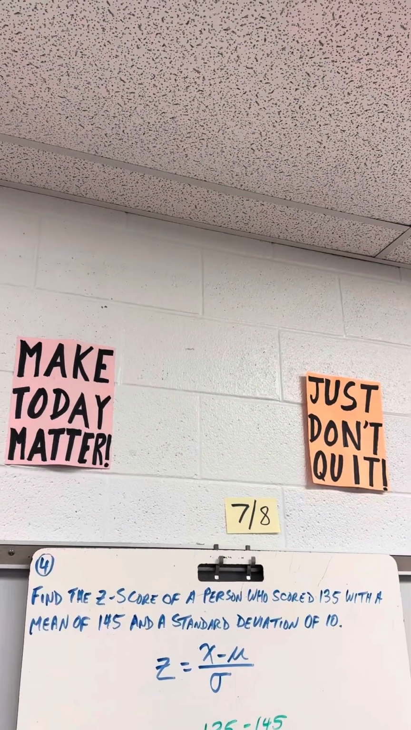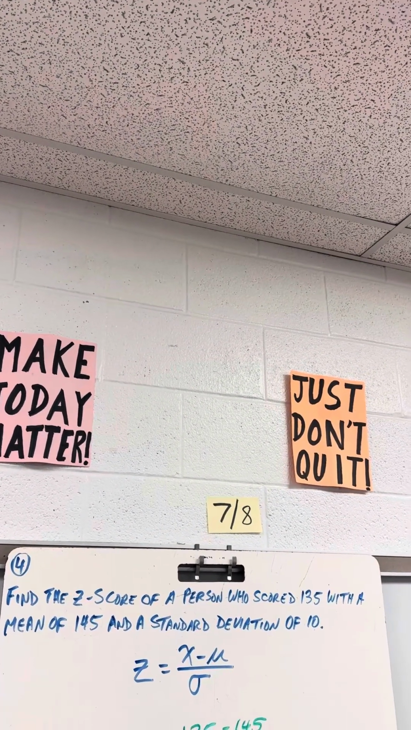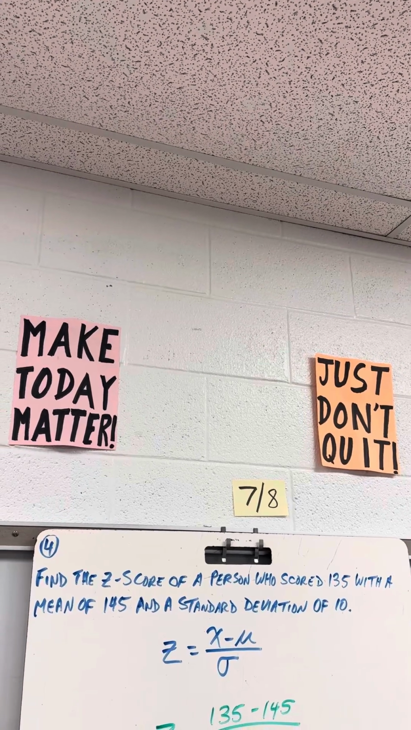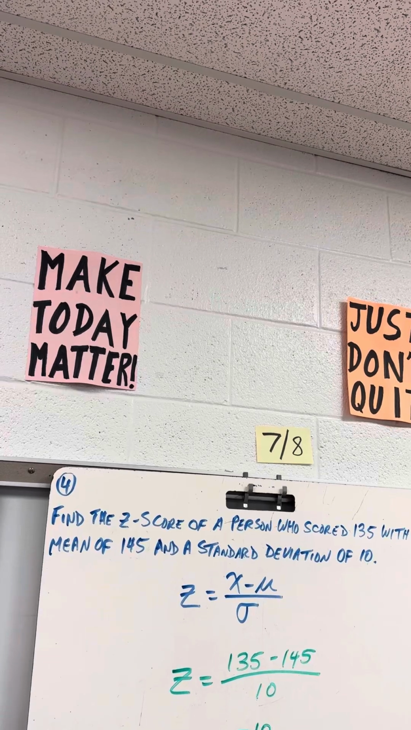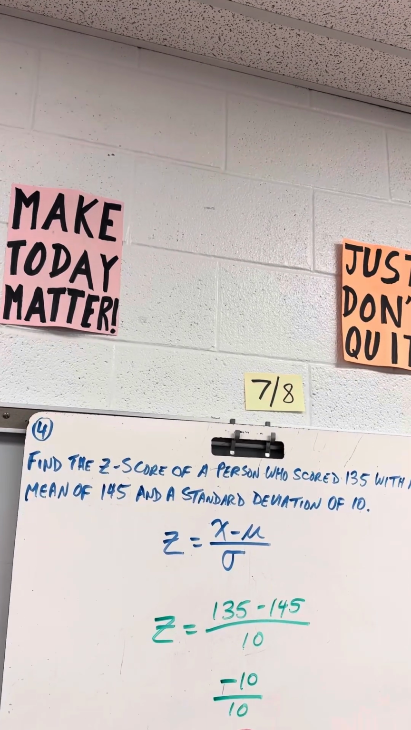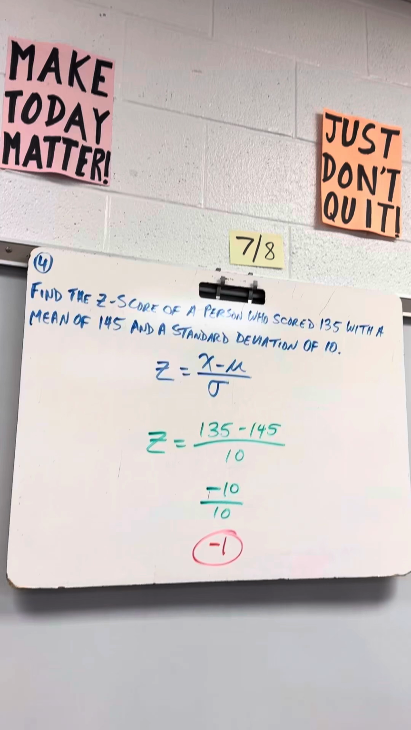Find the Z-score of a person who scored 135 with a mean of 145 and a standard deviation of 10. 135 minus 145 over 10. Negative 10 over 10 is negative 1.